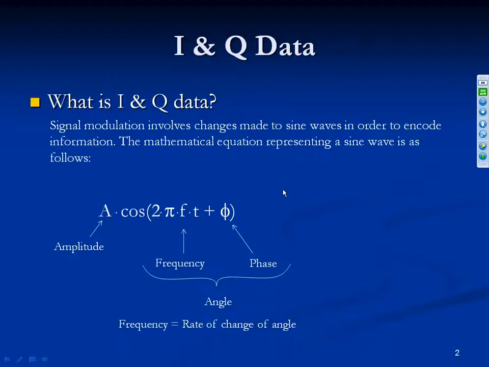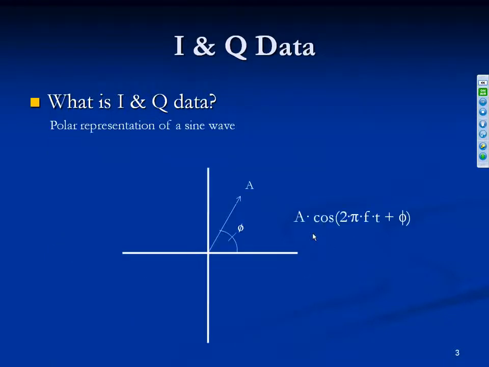Signal modulation involves changes made to sine waves in order to encode information. And here's the mathematical equation representing a sine wave. So here we have an amplitude times the cosine of the frequency with respect to time and a phase. Collectively, this can be known as a phase angle. So frequency is the rate of the change of the angle. So here we have a polar representation of a sine wave. Here we have a vector with magnitude A with some phase, and this phase collectively is in this cosine statement.